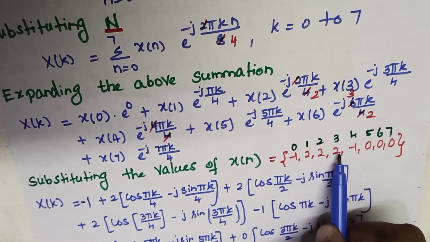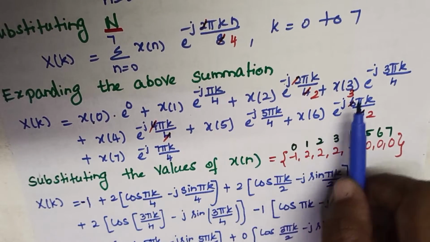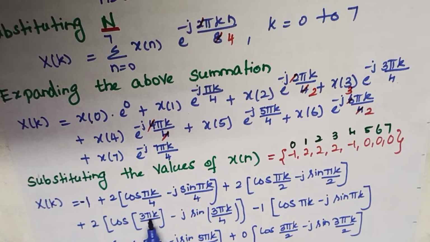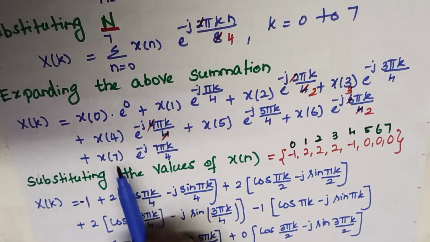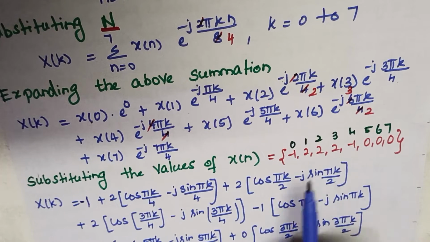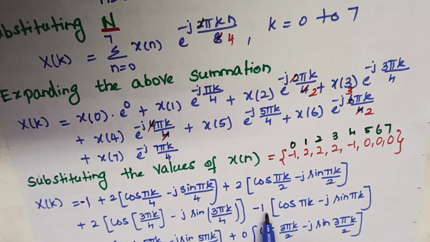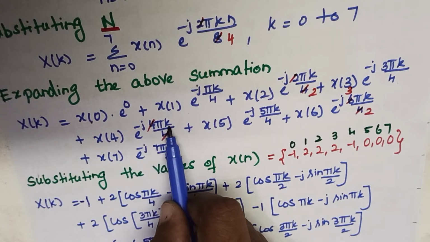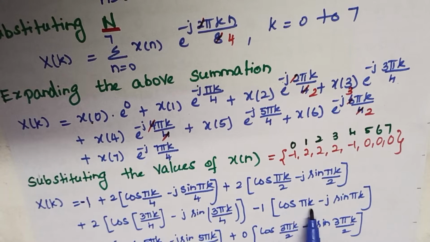Likewise, x of 3 is also 2. So 2 into e power minus j 3 pi k by 4, which can be expanded as cos of 3 pi k by 4 minus j sin 3 pi k by 4. Next value is x of 4. X of 4's value is minus 1. I have written it as minus 1 here. And the complex term involved is e power minus j pi k, which can be expanded as cos pi k minus j sin pi k.